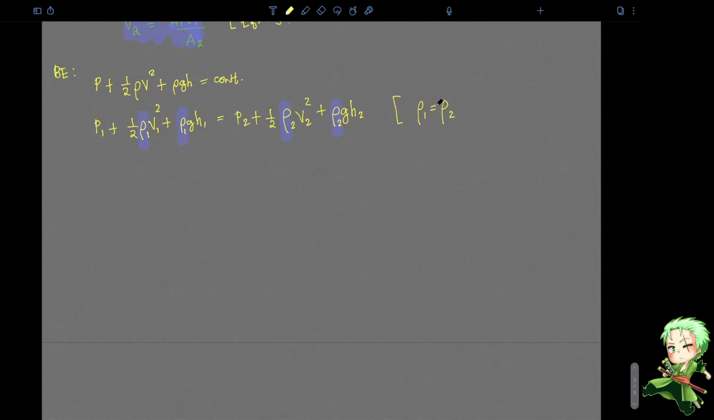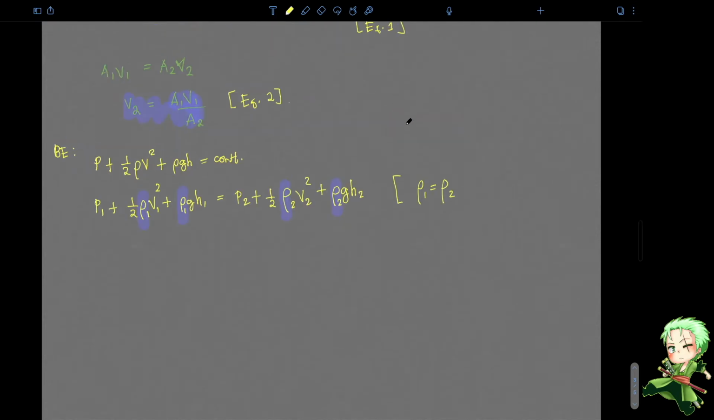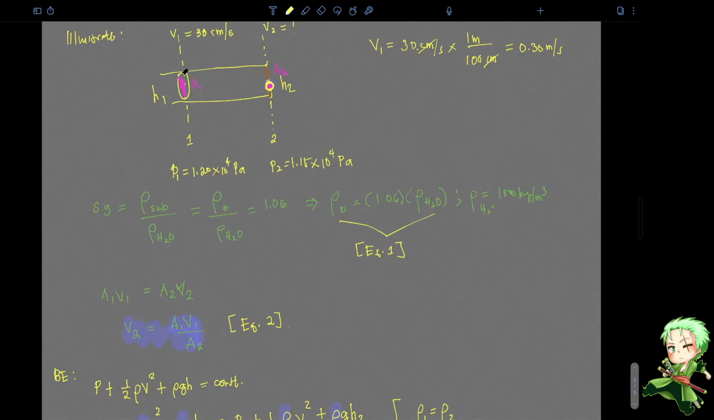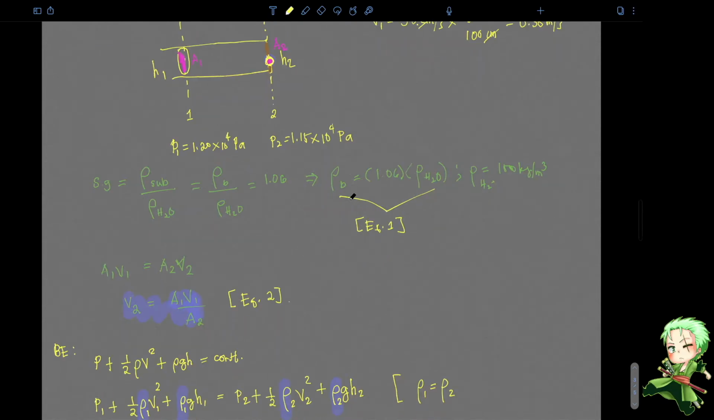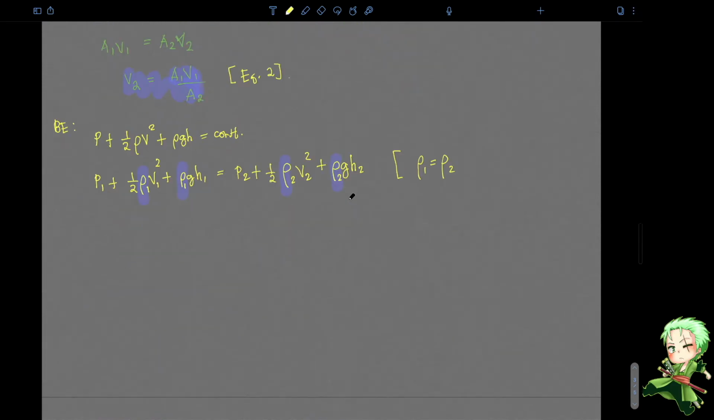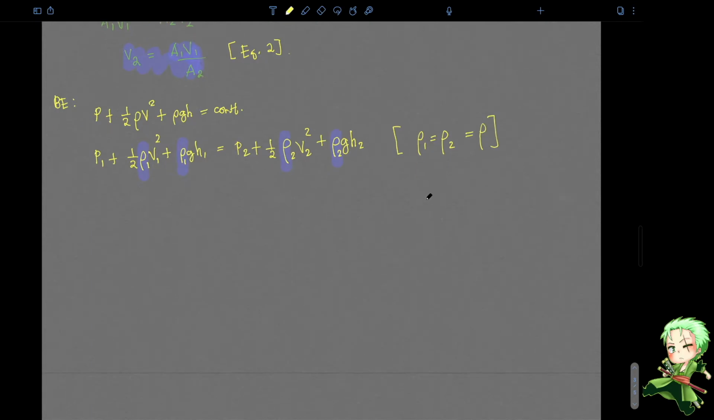Since our assumption when we are working with Bernoulli and continuity is that we are working with incompressible fluid. Therefore, the blood that passes through this cross-sectional area and the smaller cross-sectional area actually retains its density. So for brevity, rho 1 and rho 2, I will set to be just equal to rho. From this expression, you will have P1 plus 1 half rho V1 squared plus rho GH1 is equal to P2 plus 1 half of just rho V2 squared plus rho GH2.